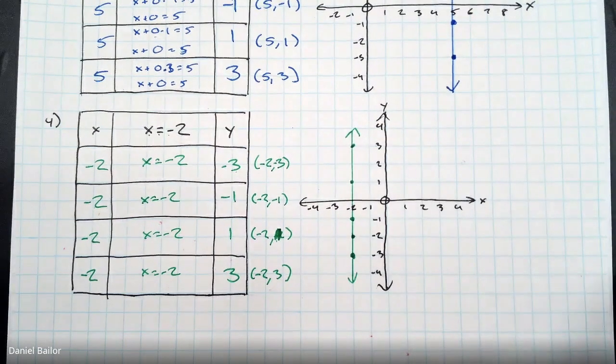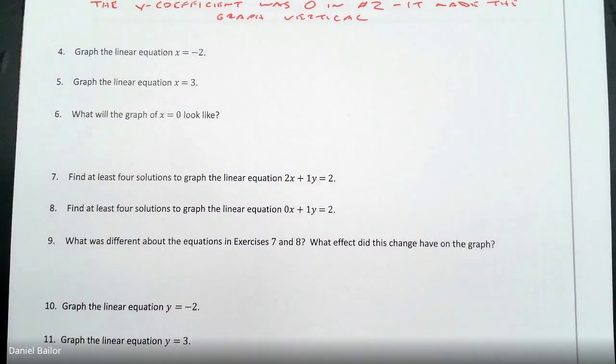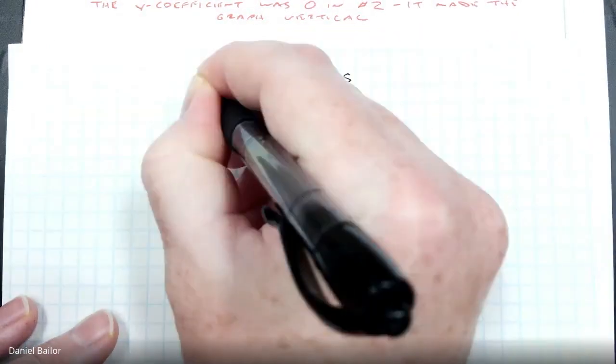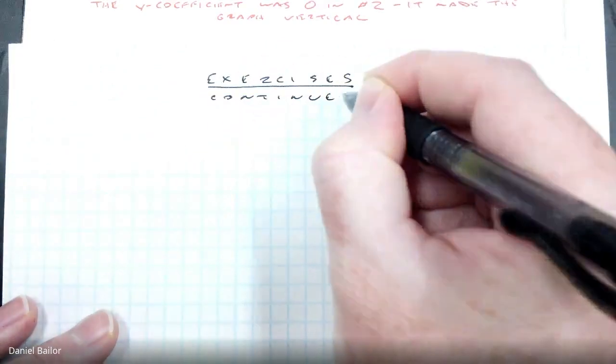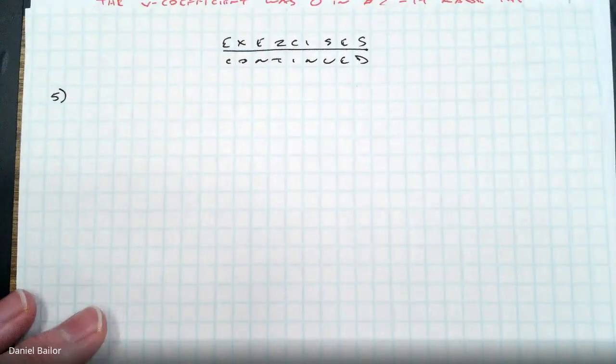That's number 4. For number 5, it says graph the equation x equals -3. Okay, well, let's do that. I'm going to get another piece of graph paper because I ran out of room on that one. Let's label the paper: Exercises, continued. And we're going to be doing number 5. So here's number 5, and we need to build a table for number 5.